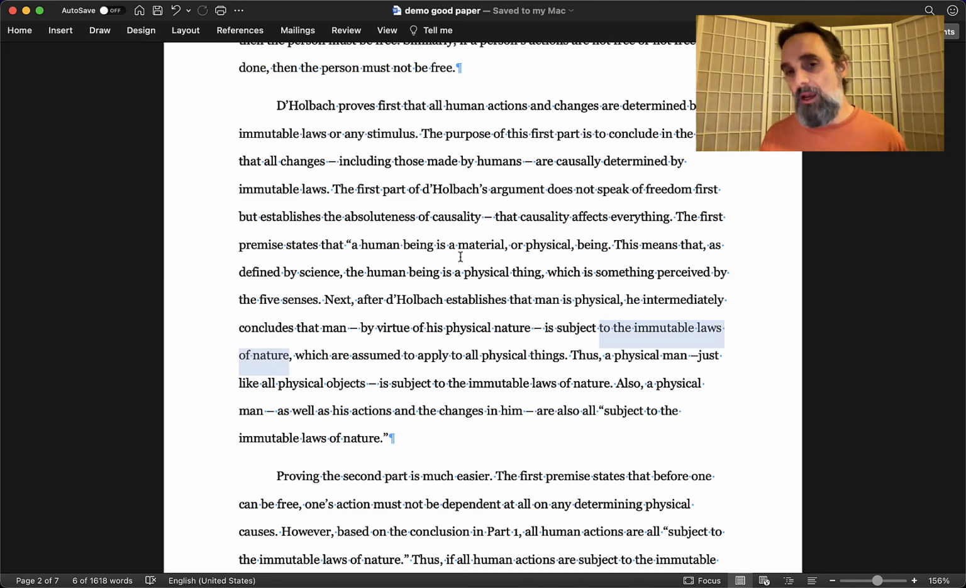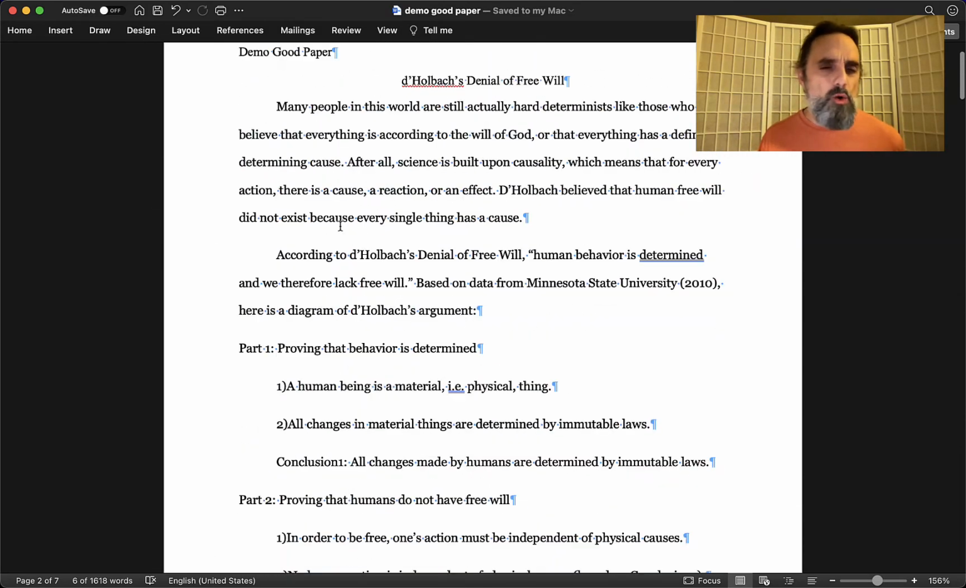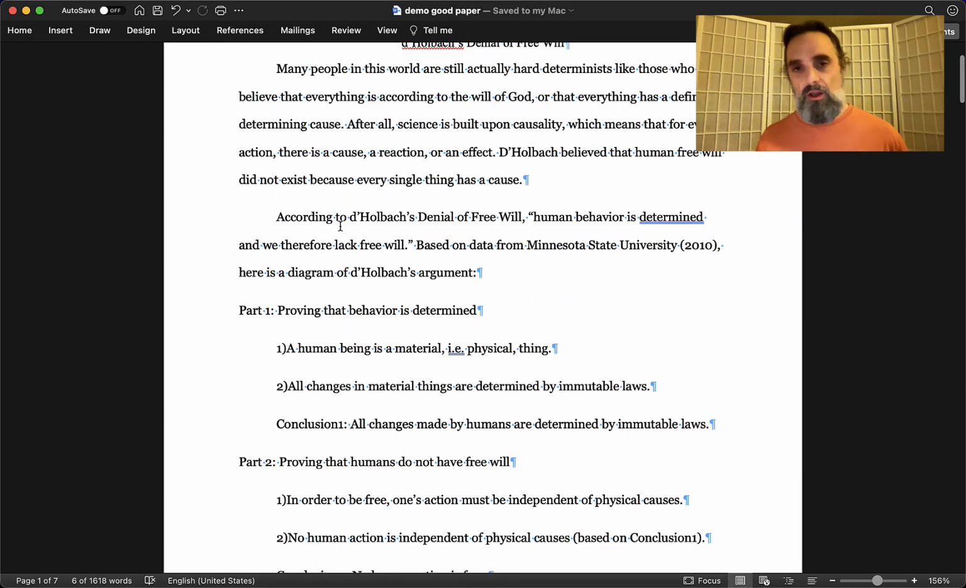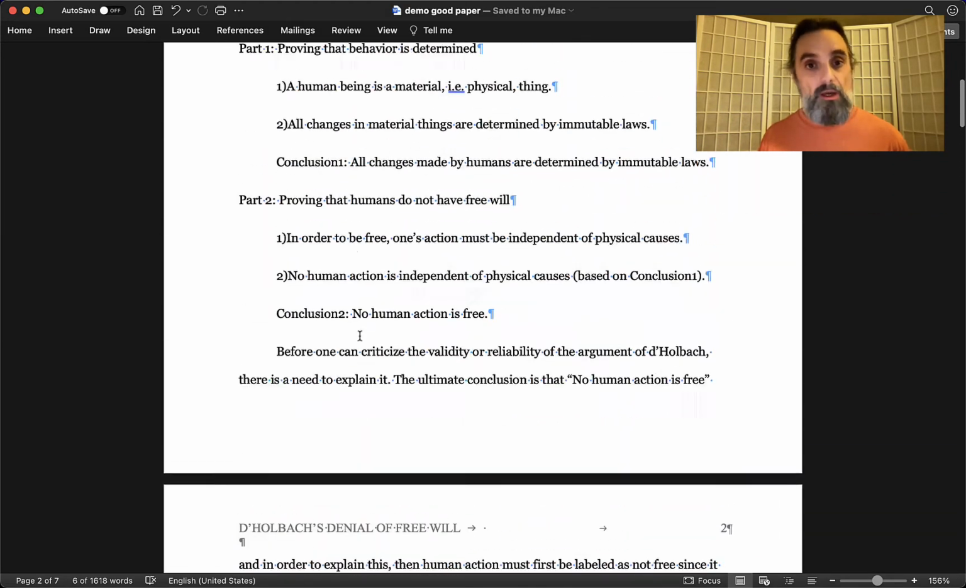And that's one way in which this paper is not perfect. And it actually turns out to be important to the paper because the criticism that this person later gives involves the immutable laws of nature. So I think that we're getting a sense of, okay, this is well organized. Each little paragraph has a point.